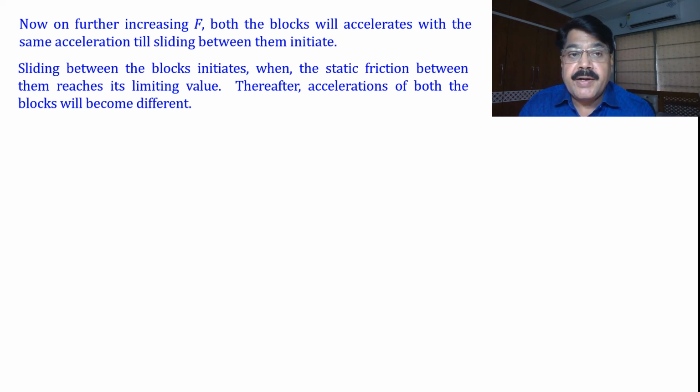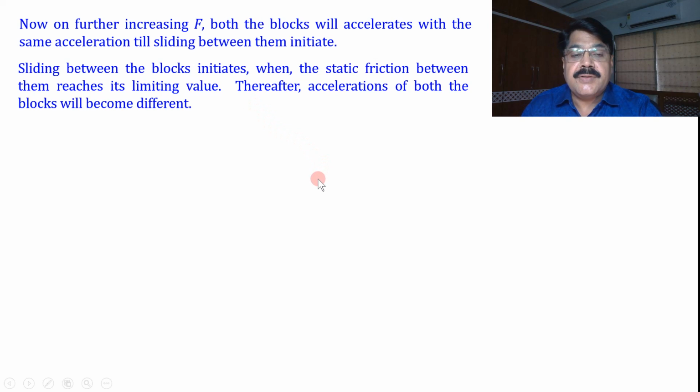Now on further increasing force, there is no sliding between the blocks, but there is sliding at the floor. So both the blocks will accelerate with the same acceleration till sliding between them initiates. Now at a particular value of F greater than 45, sliding between the blocks will also initiate. At this value of F, the force of friction between the blocks will reach its limiting value. Now if we further increase F, both the blocks will have different accelerations and friction between them will be kinetic.